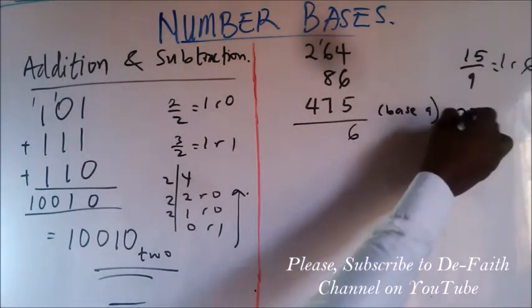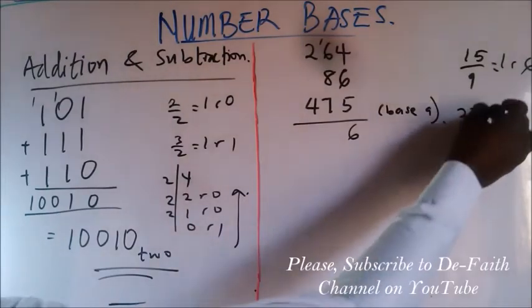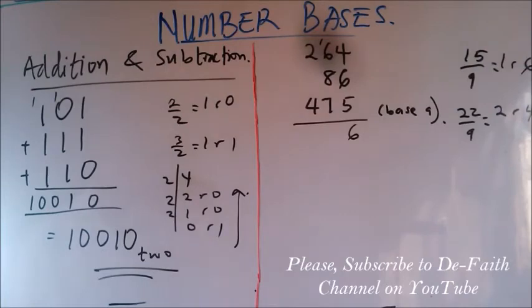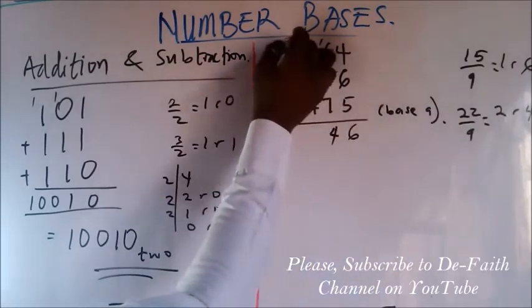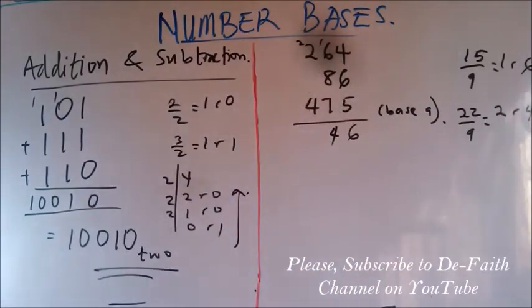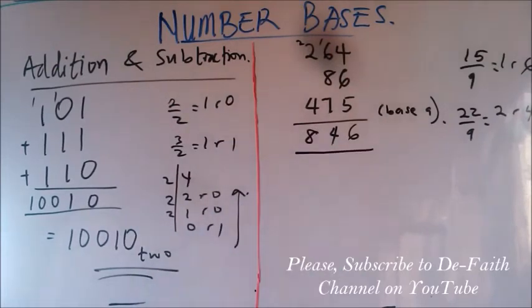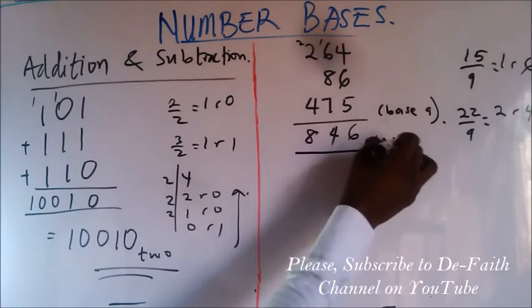So we have our 22 over 9. 9 into 22 gives 2, remainder 4, because 2 times 9 is 18. 18 plus 4 gives 22. And so we'll take this 4, we'll put the 4 here, and we'll carry this 2 to this place. 2 plus 2, that gives 4. 4 plus 4, that gives 8. So this is what we'll get in base 9.